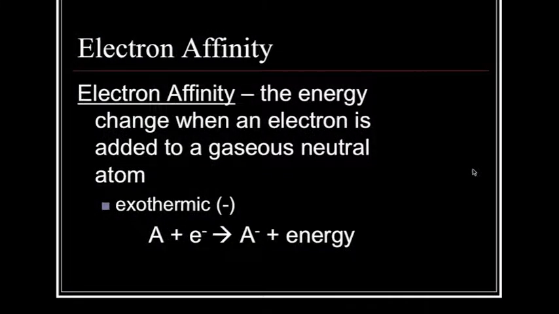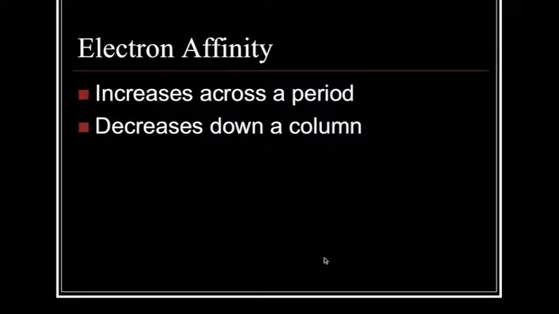The next periodic trend we're going to look at is electron affinity. It is the energy change when an electron is added to a gaseous neutral atom. So we just saw ionization energy, where we took an electron. Here we're adding an electron. We have a neutral atom, we add an electron to it, and as it becomes an ion, it releases energy, in an exothermic way, meaning it gives off heat.